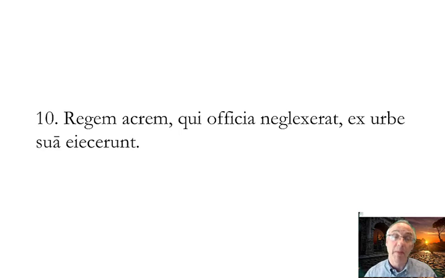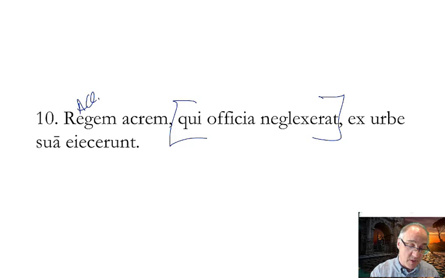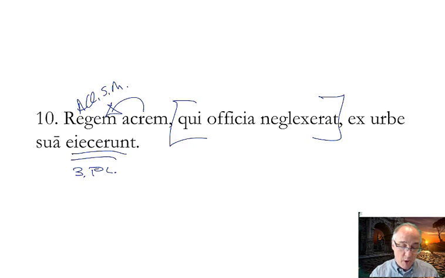10. Regem acrem, qui officia neglexerat ex urbe sua iecerunt. So here we are again, the relative clause. Let's block that out so we can separate it. The regem is accusative singular masculine. Acrem modifies the king. What kind of king? The bitter king, the harsh king, the acrem king. But this is not your subject. Your subject is contained in the verb iecerunt, third person plural, present perfect, active indicative.